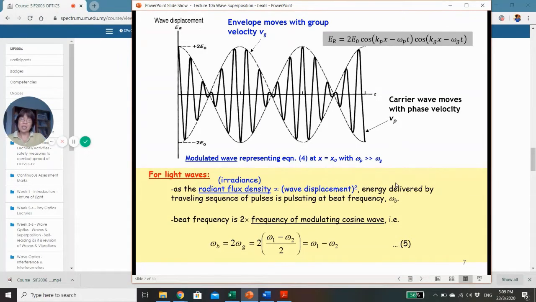Therefore, the energy delivered by this sequence of pulses would be traveling at a beat frequency. If you look at what we have here, the group angular frequency is given by this wave. And the beats are actually beating at a frequency which is 2 times higher than the group frequency. In that case, you will find that the beat frequency is equal to just the difference between the frequencies of the two constituent waves.